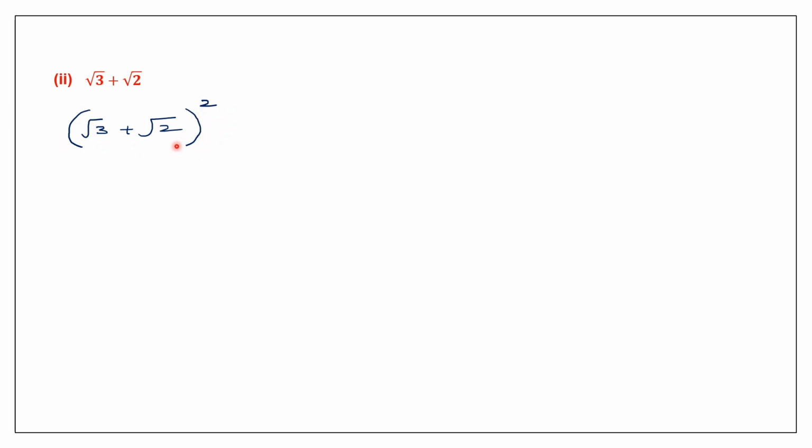And then apply the formula or the identity a plus b the whole square. Remember not to write this as root 3 square plus root 2 square. It has to be put together and written as the whole square. Now we're going to apply the identity a plus b the whole square, that is a square plus 2ab plus b square. We're going to apply that here. So here we have root 3 as a and root 2 as b, the whole square.